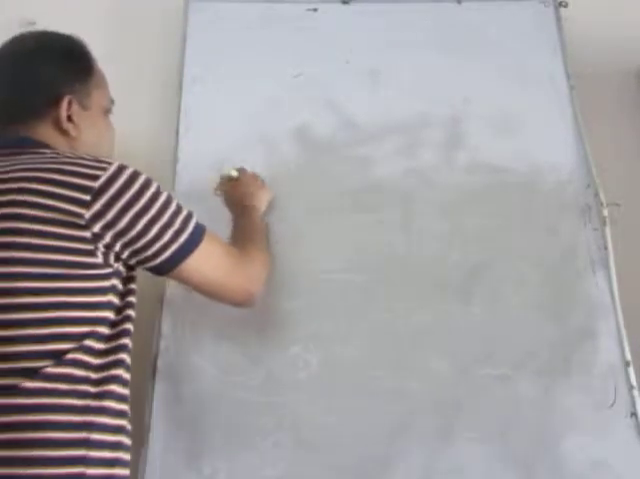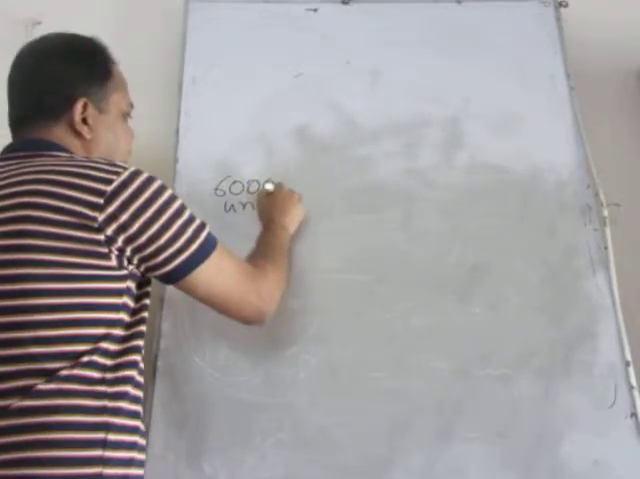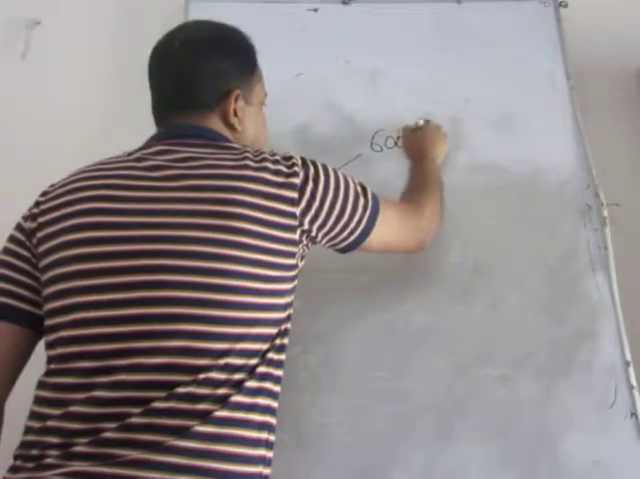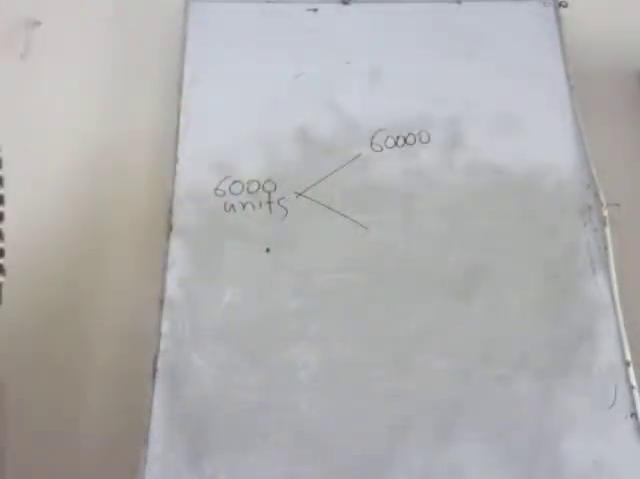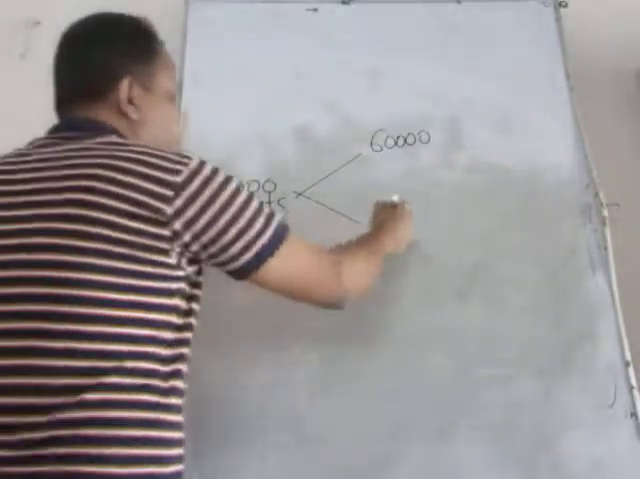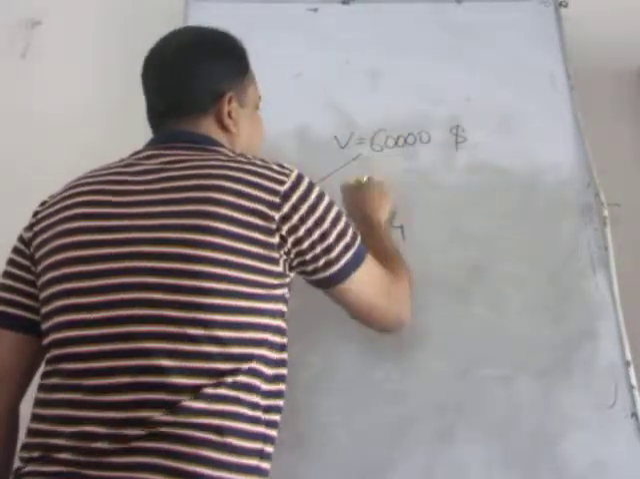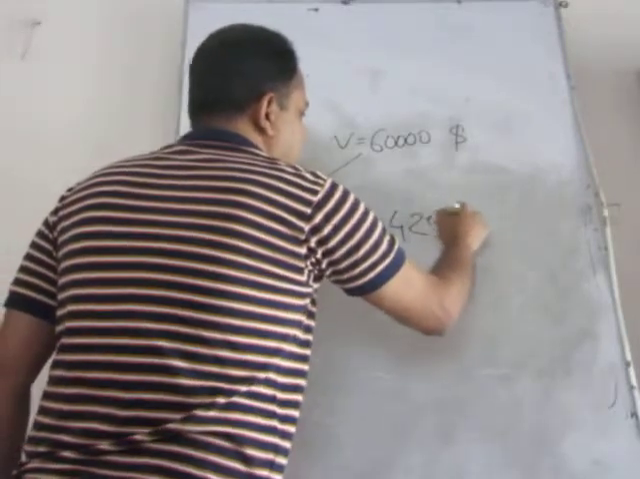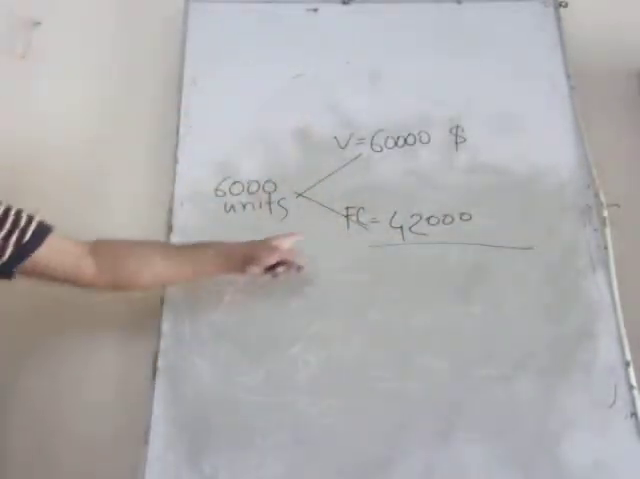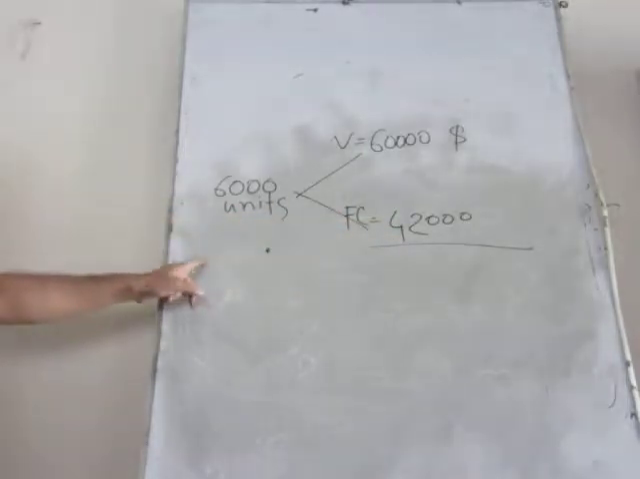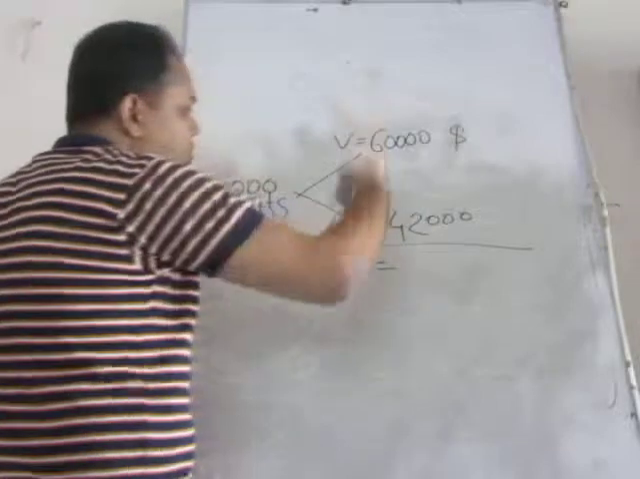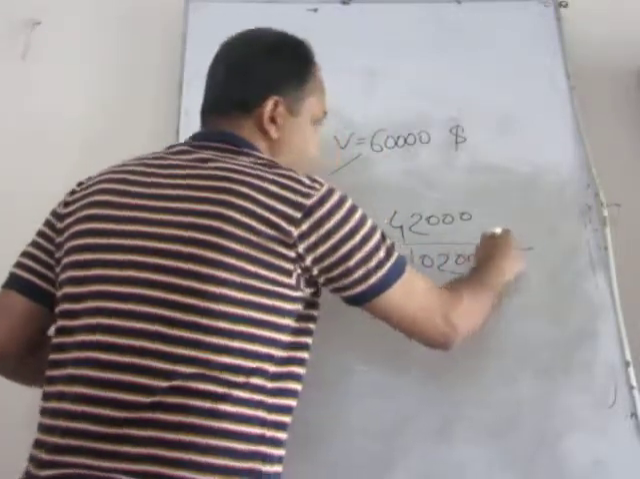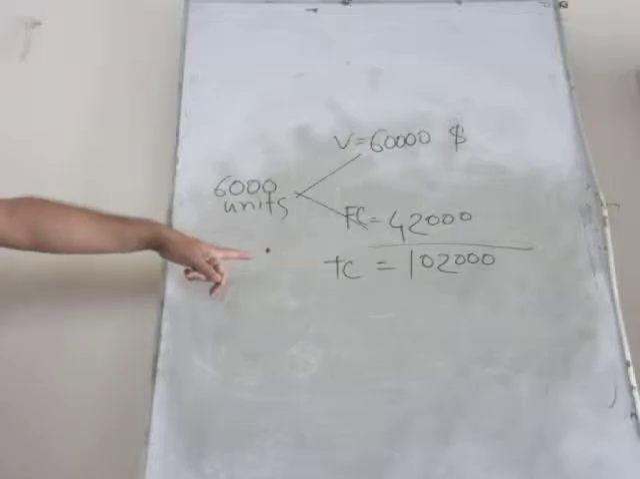Then I show number 17. A company currently produces 6,000 units of a single product each period, incurring total variable cost 60,000 and fixed cost 42,000. So if you add up these two things, it will provide you the total cost of producing 6,000 units. So TC equals how much? 1,02,000 taka. This will be your total cost, right?